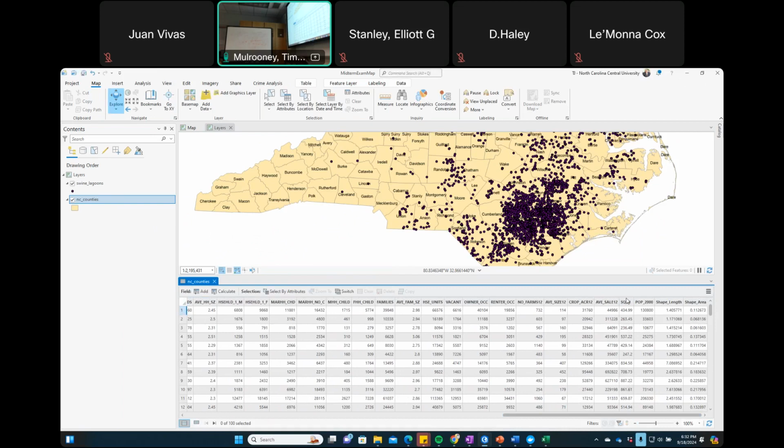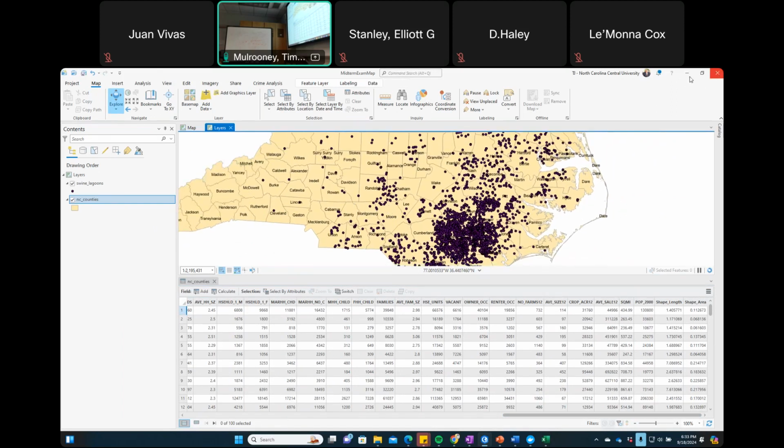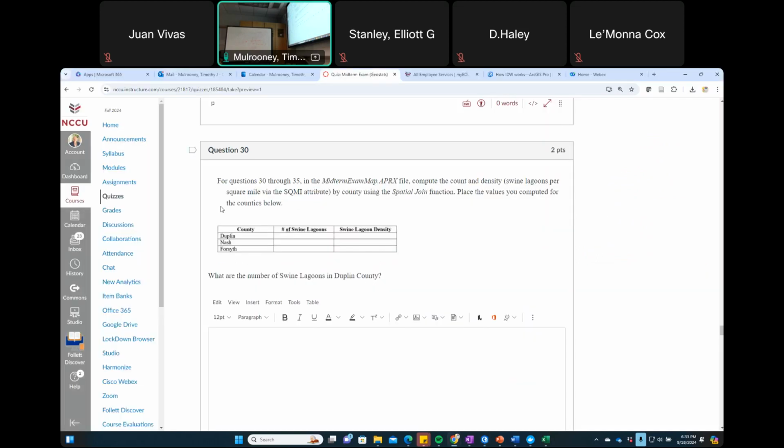We have a square mile, so we're just going to get that frequency divided by square miles, and we're going to get a density. All right, this county has 4 swine lagoons for every square mile. That's a lot. This one has 0.7 swine lagoons for every square mile. This one has 1. Forsyth County's got 0. So you can see where we have swine lagoons, and where the concentration of them are. So you're going to do this, and then with normalization, we're going to look at the swine lagoon density. So you've got to do one column divided by another column.